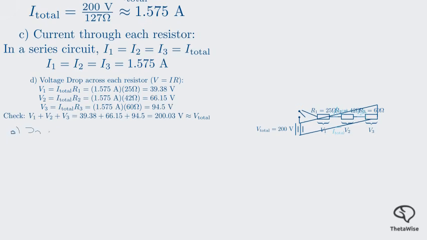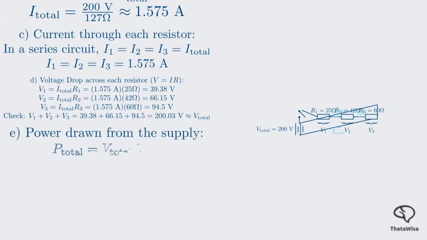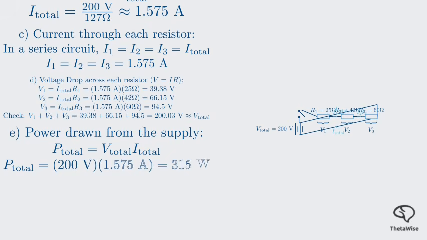For the total power drawn from the supply, we have three formulas to choose from. Let's use the simplest one. P equals V times I. Total power is total voltage times total current. This gives us 315 watts. Remember, these different power formulas will all give you the same answer.